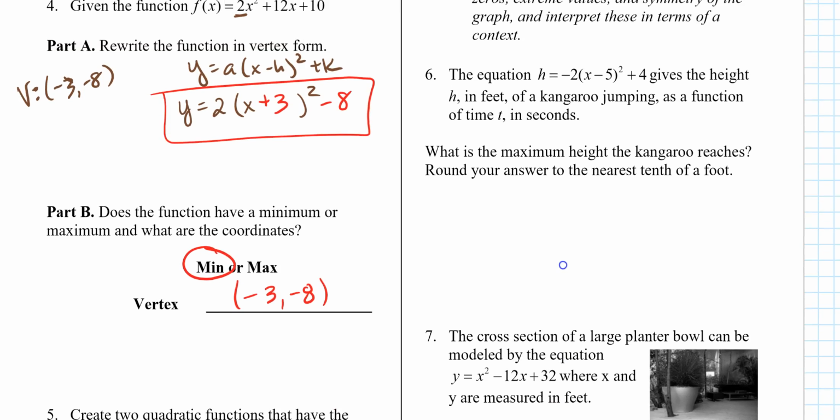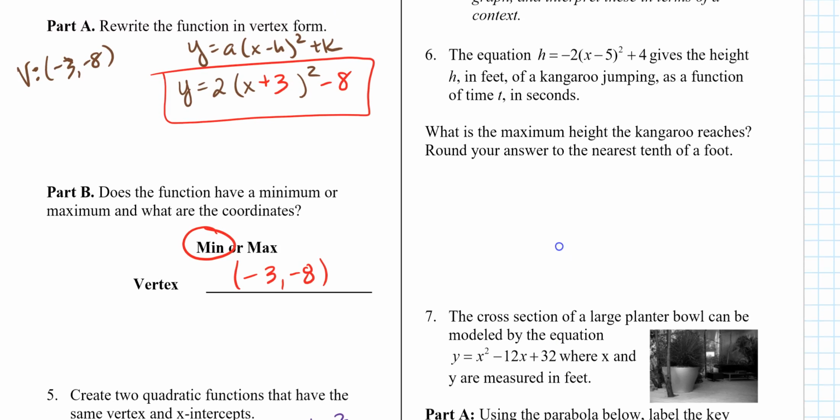Alright, and then number 6. The equation h equals negative 2 times x minus 5 squared plus 4 gives the height of a kangaroo jumping as a function of time. What is the maximum height the kangaroo reaches? Round your answer to the nearest tenth of a foot.